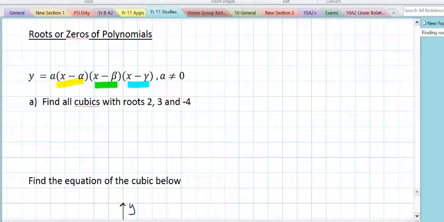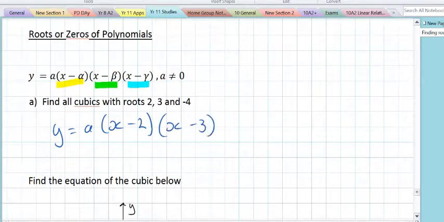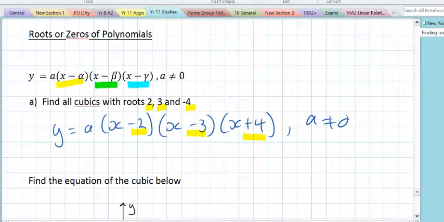Leave the A, good. We have y equals A bracket x take 2, x take 3, and x plus 4, with A not equal to 0. So each of these numbers corresponds with a linear root. And that gives us all cubics with those three x-intercepts. That's alright? Sweet.